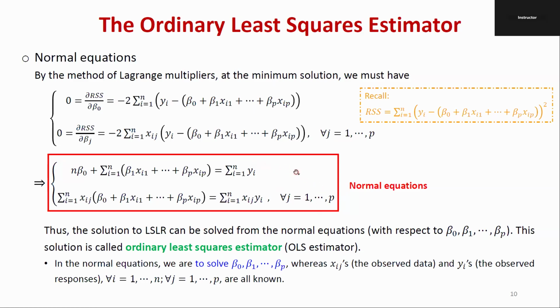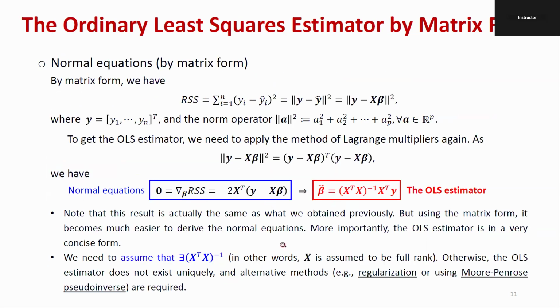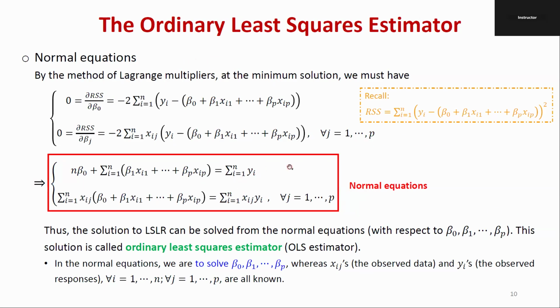And how many variables do I have? I have beta 0, beta 1 till beta p. I have p plus 1 variables as well. Hence, p plus 1 equations to solve p plus 1 variables. So later you'll see, if it's full rank, we should be able to solve it, no problem. So this is the idea of least squares linear regression, and this solution is called the ordinary least squares estimator, the OLS estimator.